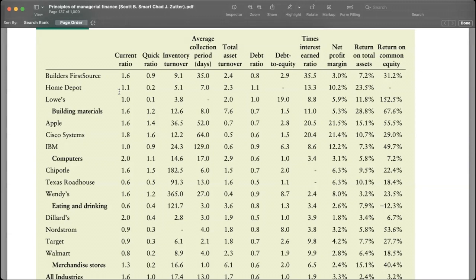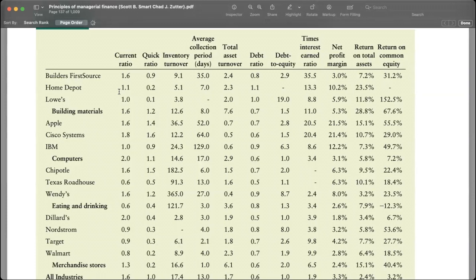Okay, so what we can do is compare the current ratio of Home Depot with the building materials industry average and say that, well, because the current ratio should be very close to the industry average, and the current ratio of the building materials industry is 1.6, but our ratio is 1.1, we should try to increase it. We should try to be closer to the building materials industry. And if you think about the total asset turnover, Home Depot has a total asset turnover of 2.3, right? But the building materials industry on average has a total asset turnover of 7.6. So the total asset turnover of Home Depot is far below the industry average, which indicates that Home Depot should try to utilize its assets in a better, more efficient way.